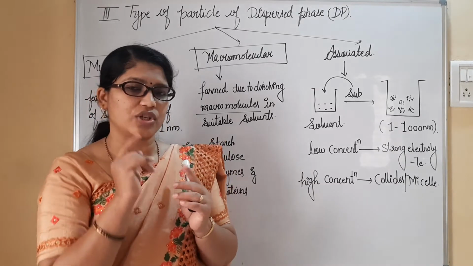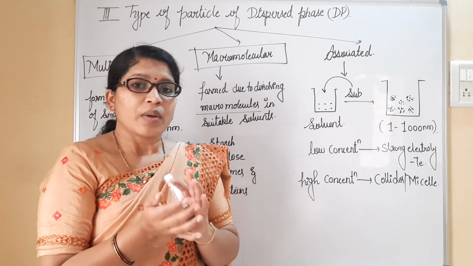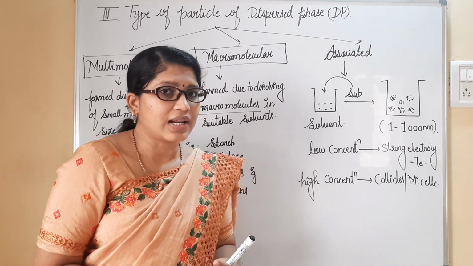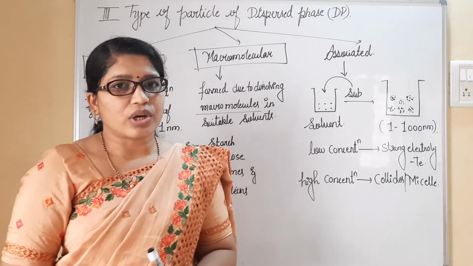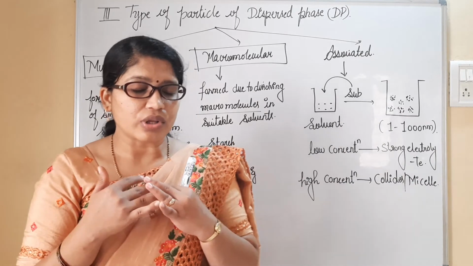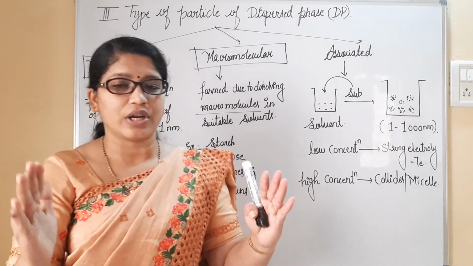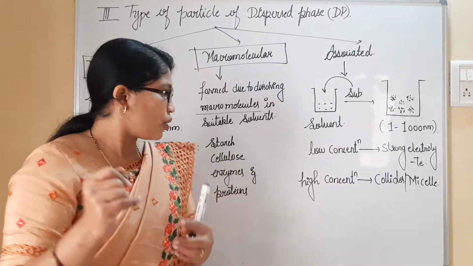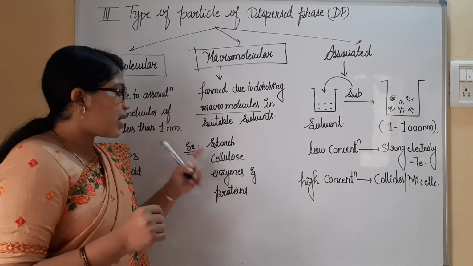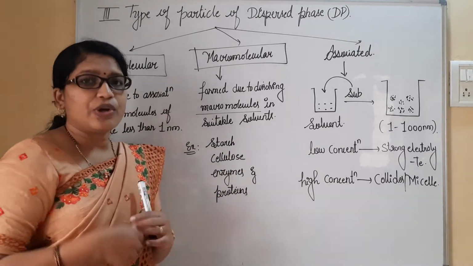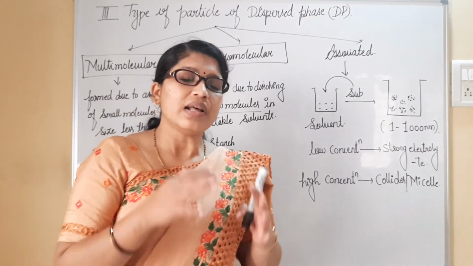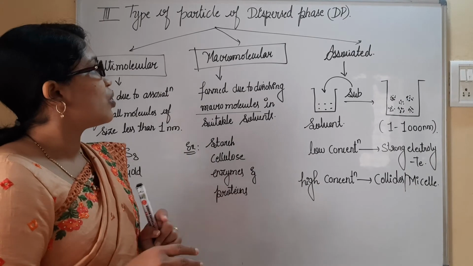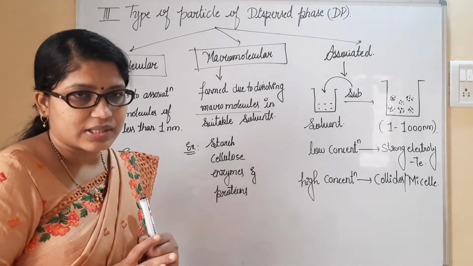What is the colloidal range? 1 to 1000 nanometer. Macromolecules have a size bigger than the colloidal range. After they get dissolved in a suitable solvent, they will come under the range of colloid. So macromolecules like starch, cellulose, enzymes, proteins are added to the solvents and made to come into the colloidal range. Such a type of classification is called macromolecular colloids, right?